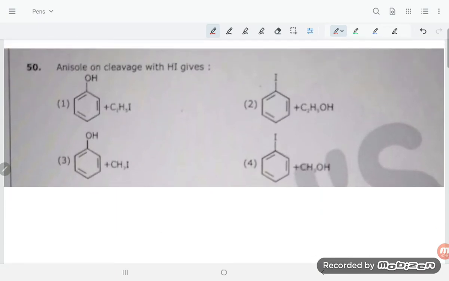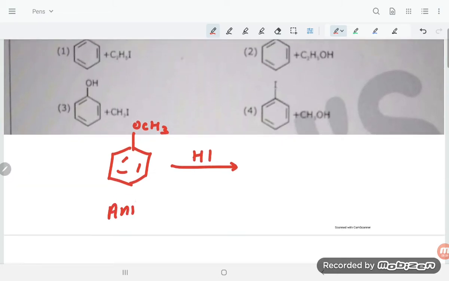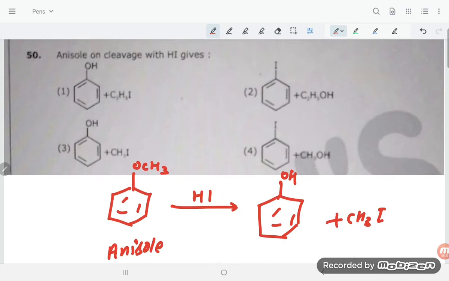Anisole on cleavage with HI. If you talk about the anisole, if it is reacting with the HI, then what product is going to be formed? Let us firstly write down the anisole, student. This is aromatic ether, OCH3 is there, and we are treating with the HI. This is the anisole. If you are treating with the HI, dear student, phenol will form, student. So firstly phenol is being formed, and methyl iodide will form. So correct option will be what, student? Option number 3 is the correct answer, student.